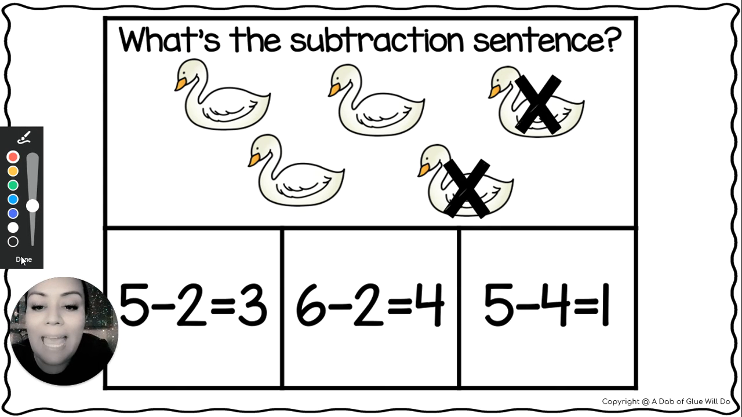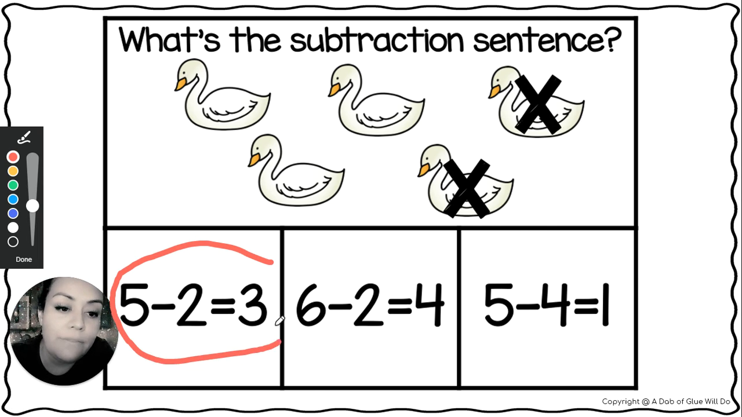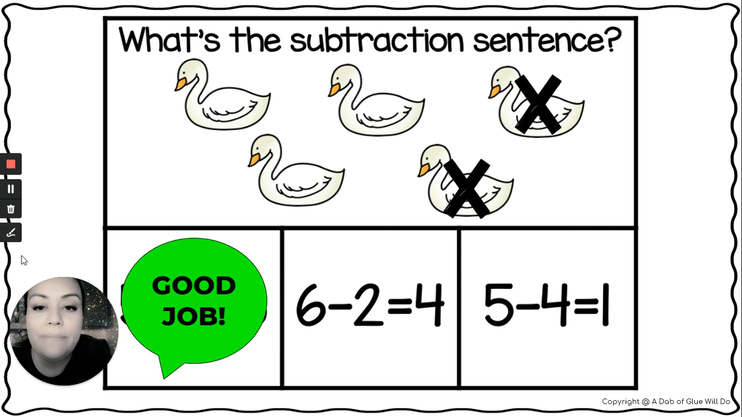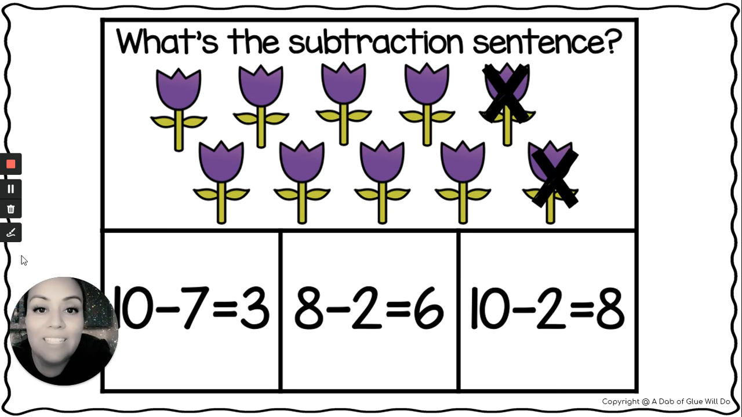Take a look at the sentences down below, and I want you to go ahead and find the one that matches our sentence, our picture, right? 5 minus 2 equals how many? 3. So I want you to think big and pick the one that is the correct answer. That's right. If you picked the first one, 5 minus 2 equals 3, then you are correct. Great job.